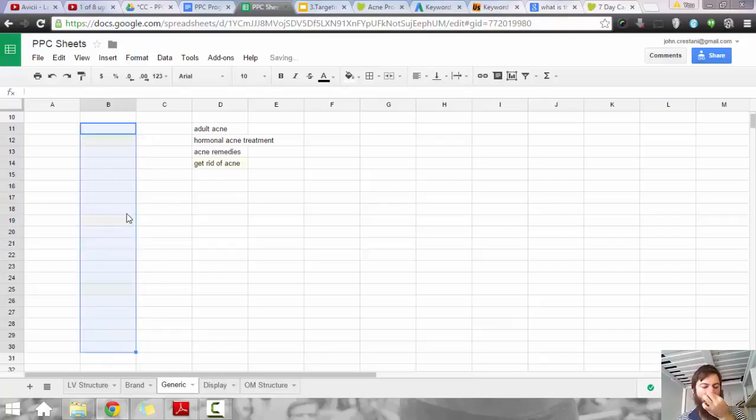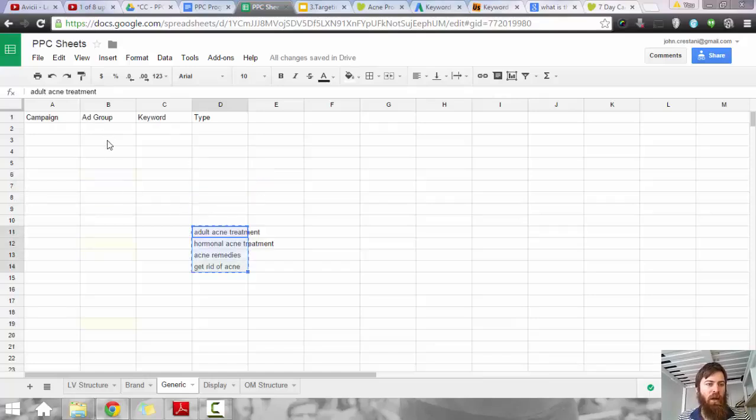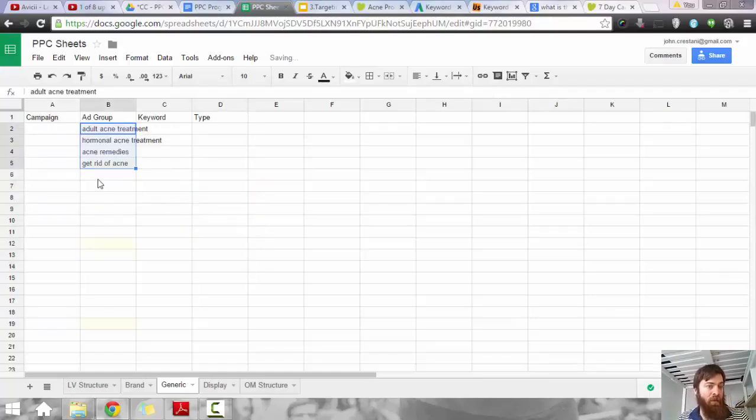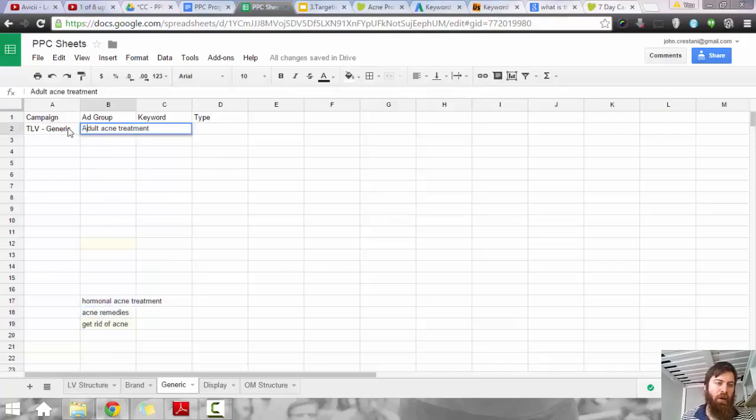We'll do adult acne treatment. Actually, I saw that on there. It's just a little more long tail. It doesn't really matter. I didn't pick these for any particular reason, just because they're slightly different. I just want to give you an idea of how to create some ad groups here. So first, we're going to base our first ad group around adult acne treatment.